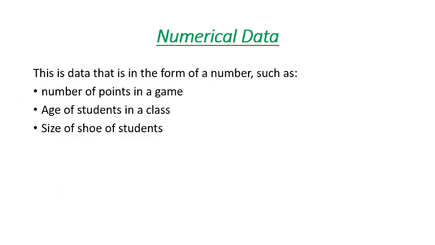Okay, so numerical data is the second type of data we're going to be looking at, and obviously this differs from categorical data, being that categorical data is words or categories, and numerical data is in number form. So you might be talking about the number of points in a game, or the age of students in a class, or the size of a shoe of students in a class. These are all numbers, or the data can be collected in number form. So that's why we call these examples of numerical data.